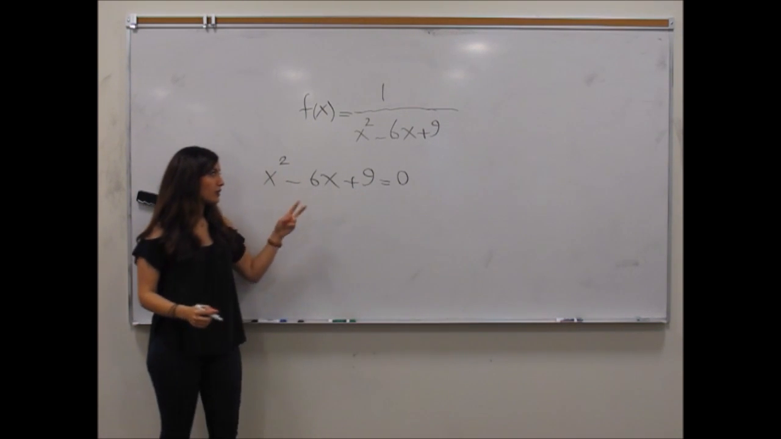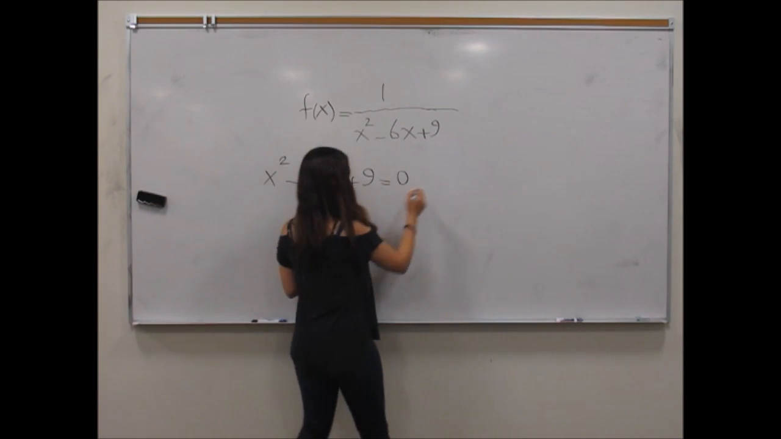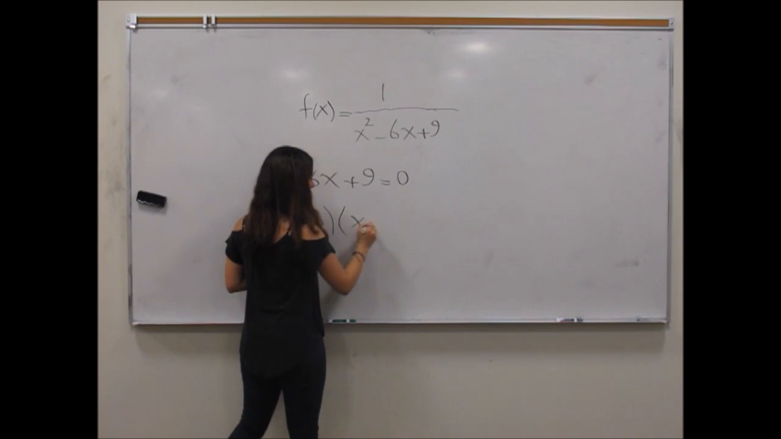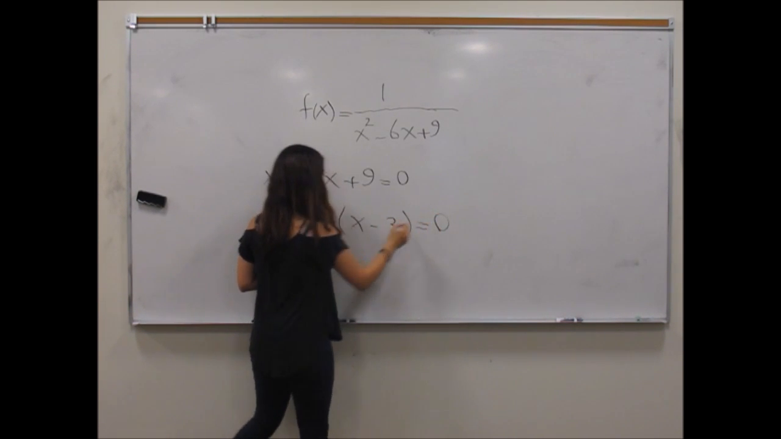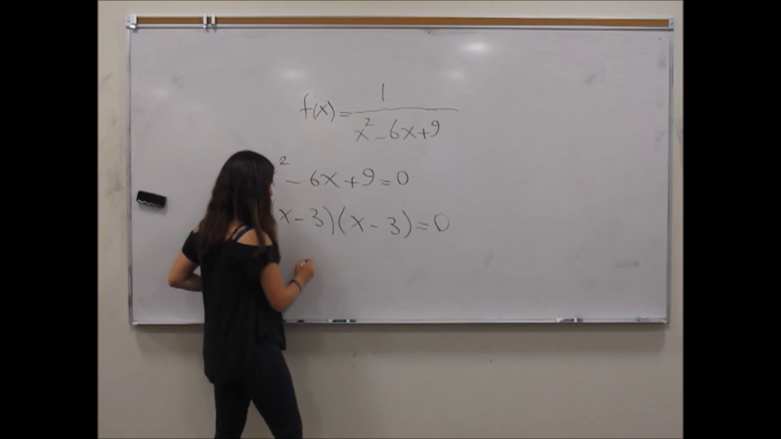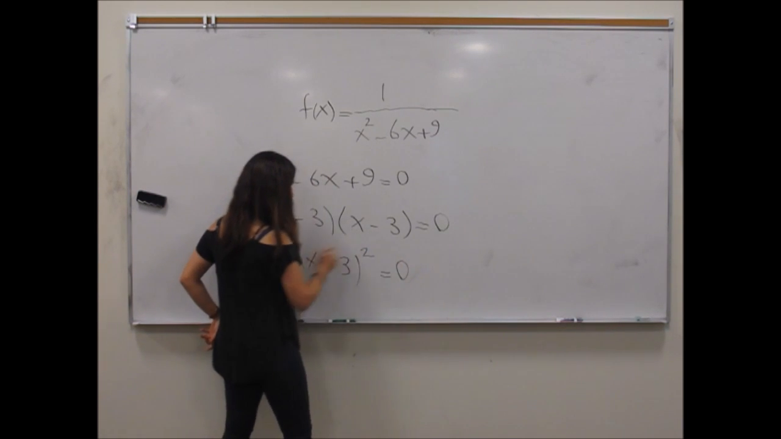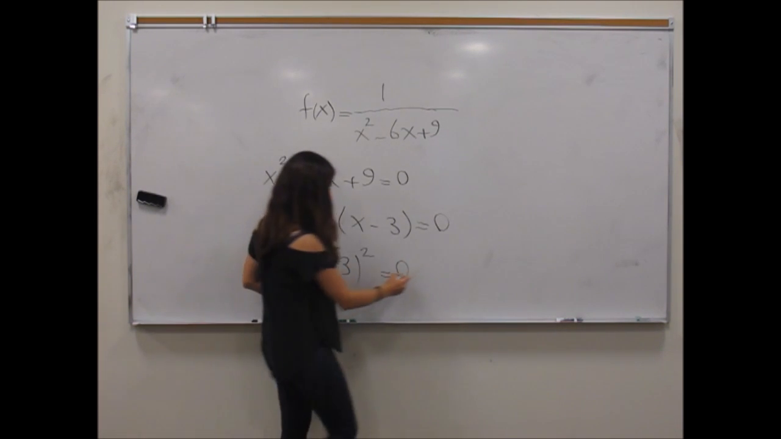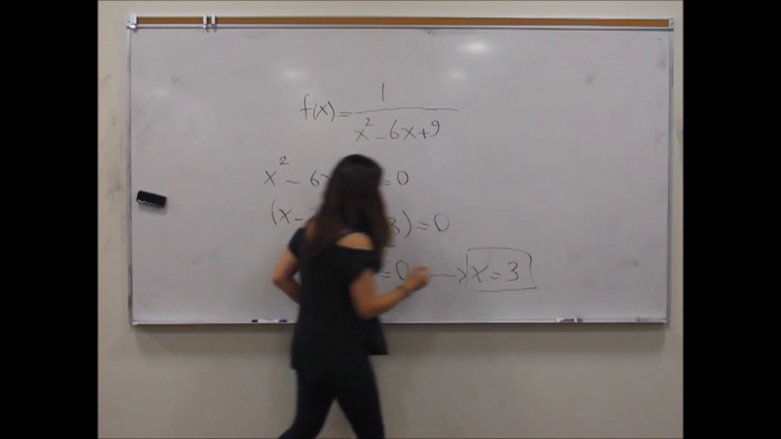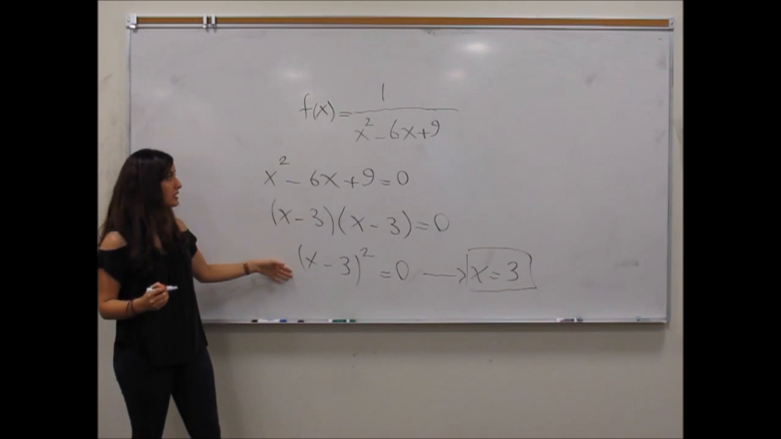Two numbers that when we multiply them we get 9, and when we add them we get negative 6. It looks like negative 3 and negative 3, right? And these two are the same, x minus 3 times x minus 3, so I can write it as x minus 3 squared equal to 0. And at x equal to 3, this quadratic equation is 0.